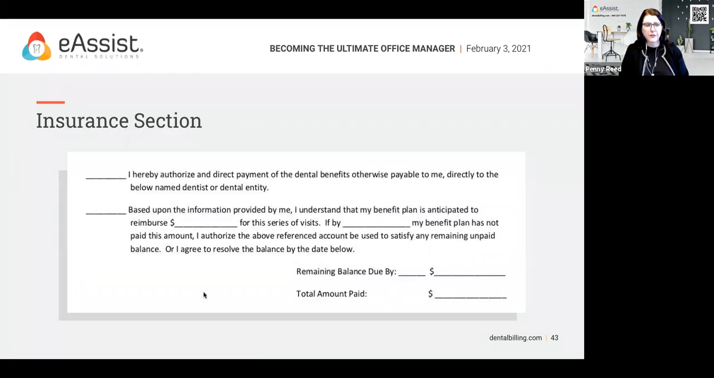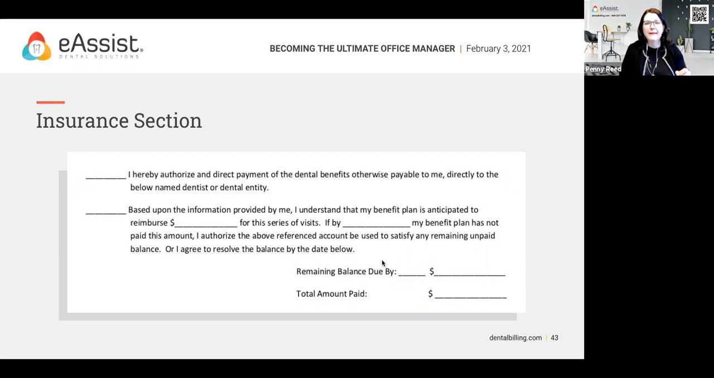And then what Dr. Shelburne was referring to earlier, there's an insurance section, right, where this is where we're saying we direct that the dental benefits that would otherwise be payable to me would be payable to the practice. And then making a commitment that if the plan has not paid within a certain amount of time, this is how I plan to pay the office. I plan to put it on CareCredit. I plan to pay with my credit card. I plan to write a check.